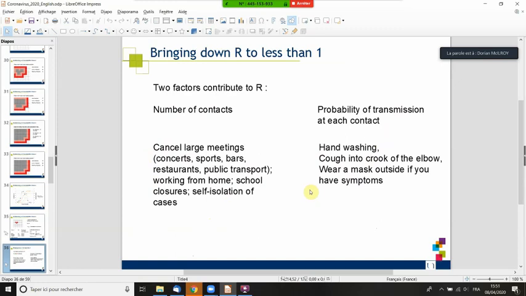Because if you just do this, it might not be enough. If you just do that, it might not be enough. So it's a combination of interventions to really reduce R to less than 1. And the lower this R number gets, the quicker the outbreak will finish. If you reduce your R to 0.99, eventually the virus will die out, but you're going to have a long period of time during which a lot of people are still going to be infected. So the more you can do, the faster the outbreak is going to be controlled.